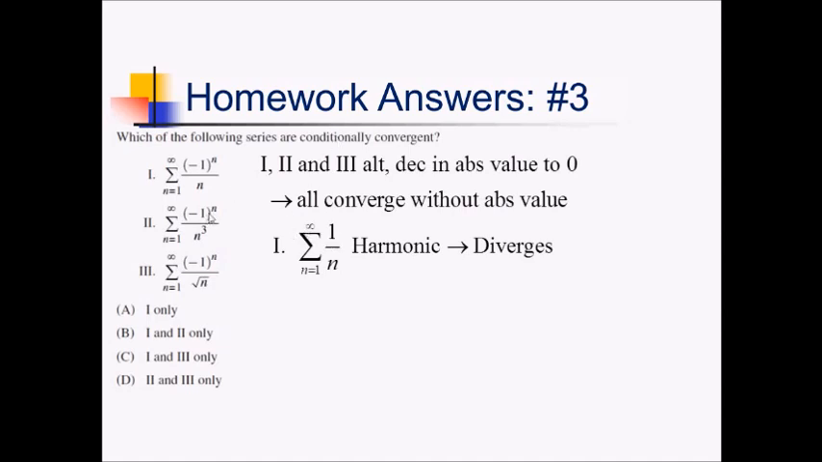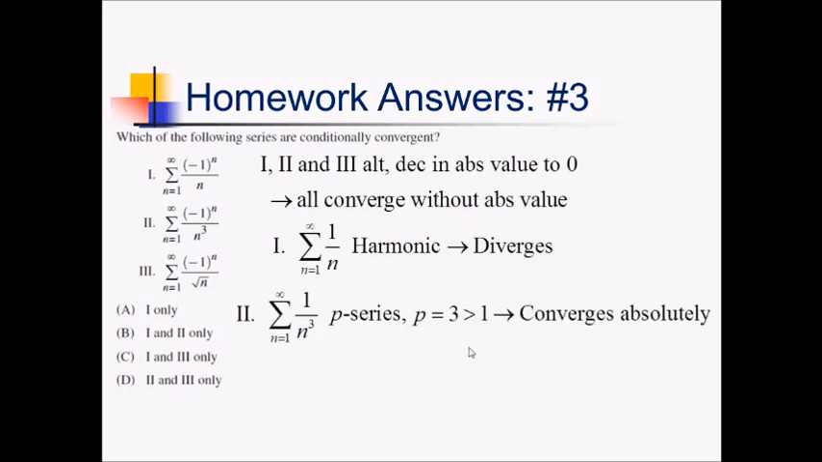Next, option 2, this is 1 over n cubed. This is a p-series with a p-value of 3. Since that's greater than 1, this converges absolutely by the p-series test. So choice 2 is not the answer we want because we want conditionally convergent, not absolutely.